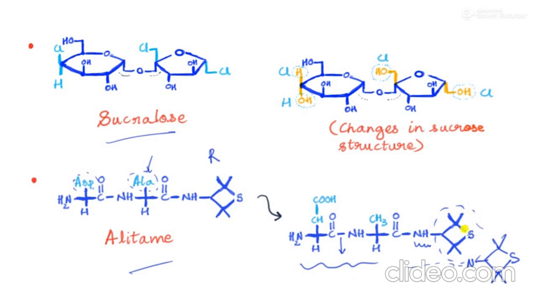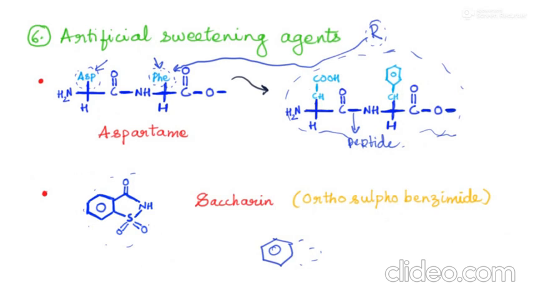One thing to note is that in alitame you have N here, okay, an NH group, and then it is connected to some other group. But in aspartame, here you have oxygen. This part you should be remembering.